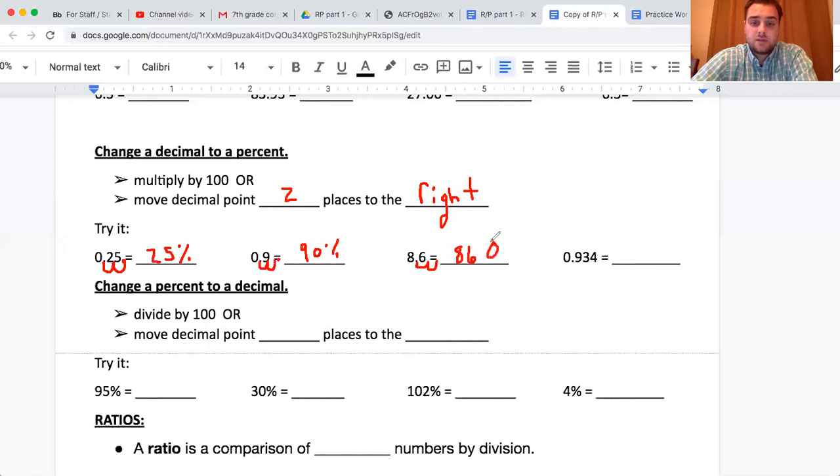Notice how I put that 0. So 860%. Do you notice how I had to fill that 0 in the place value, just like I did with the 90 here? Okay. Now looking over here, we're going to take our decimal point. We're going to move over 1, 2 again. So we'd have 93.4%.